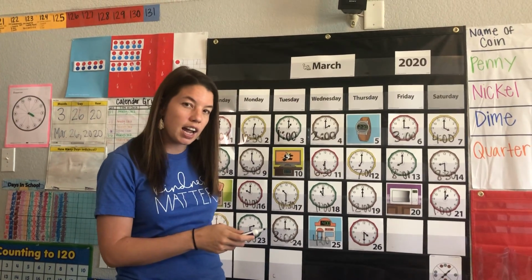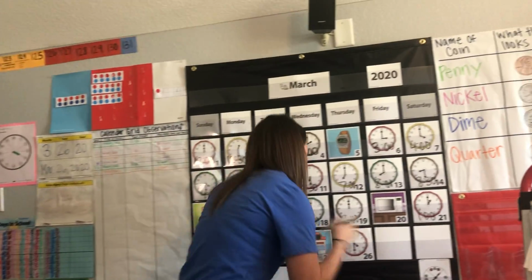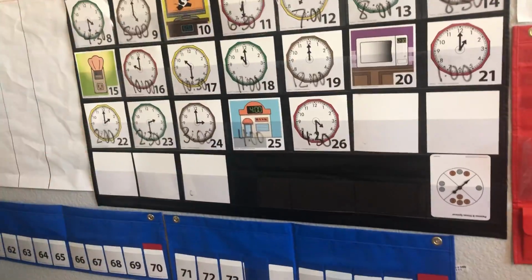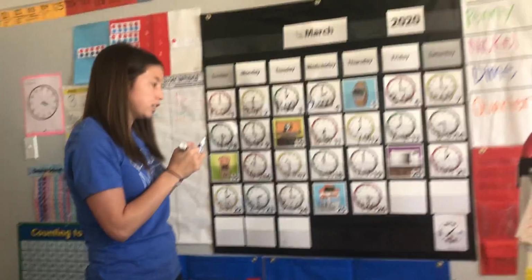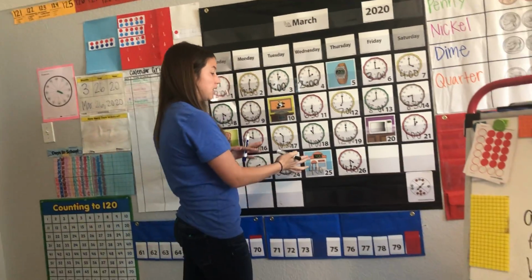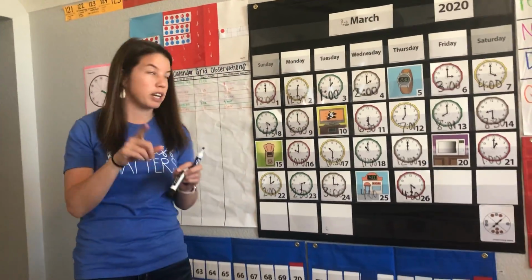All right, boys and girls, if yesterday it was 4 o'clock and today it was 4:30, how much time has passed between yesterday and today? Yesterday it was 4 o'clock and today is 4:30. That's right, 30 minutes have passed. From 4 to 4:30 is 30 minutes. Good job, kiss your brain.